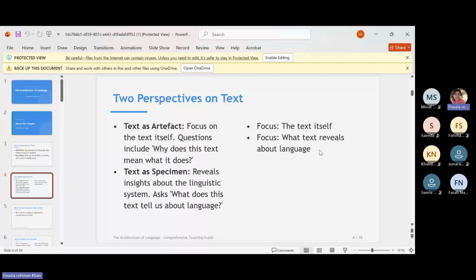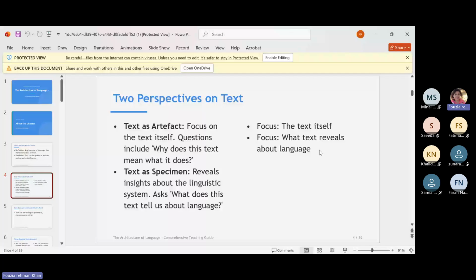Artifact is where the focus is on the text itself. And specimen reveals insights about the linguistic system. What does this text tell us about language? What does the text reveal about the language? So these are just the two perspectives for looking at the text, and the concepts are almost similar, right?